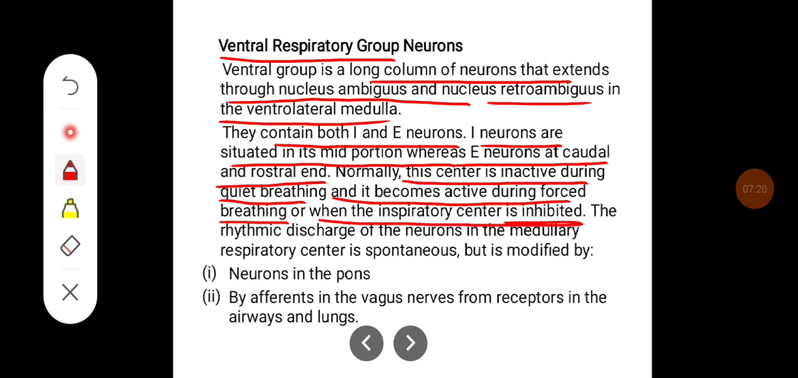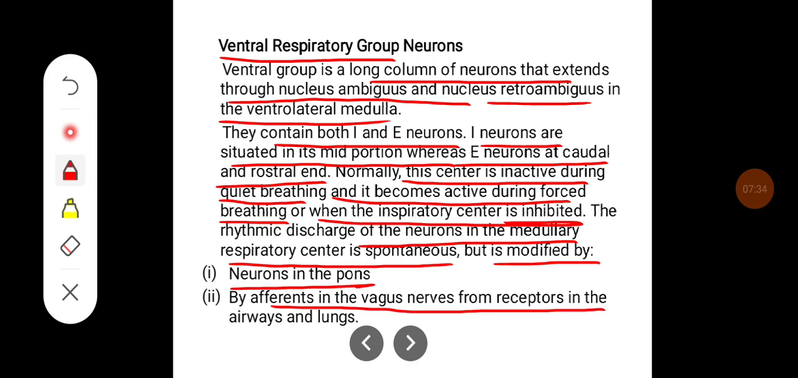The rhythmic discharge of neurons in the medullary respiratory center is spontaneous, but it is modified by the neurons in the pons and by afferents in the vagus nerve from the receptors in the airways and the lungs. So these structures are going to receive the negative feedback mechanism.